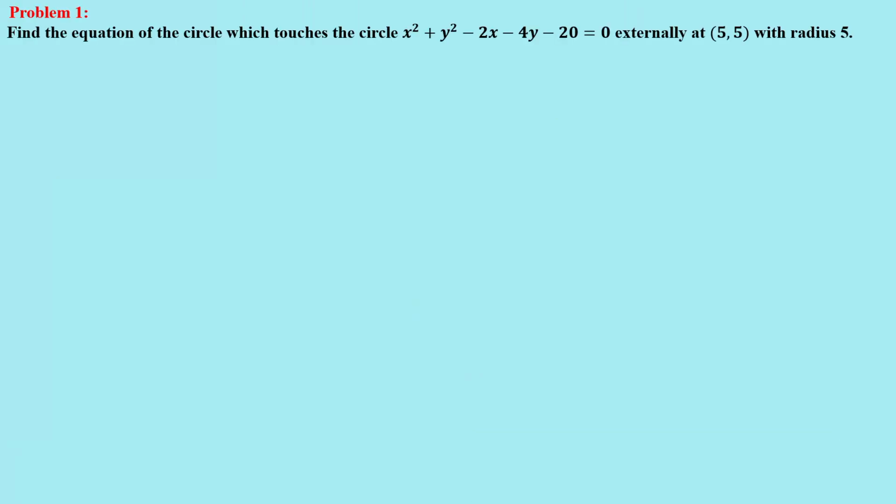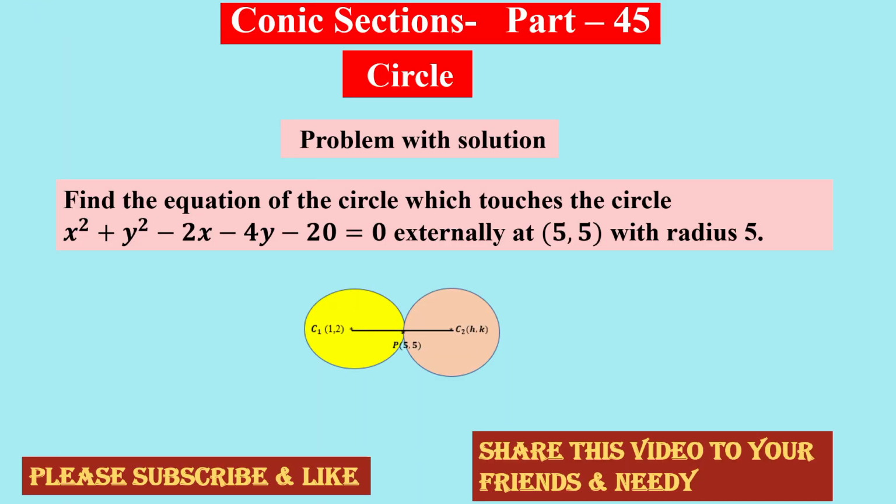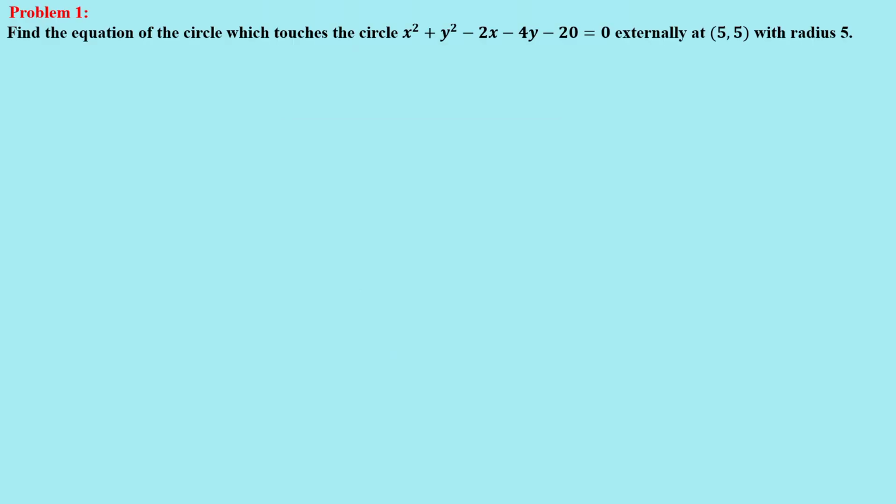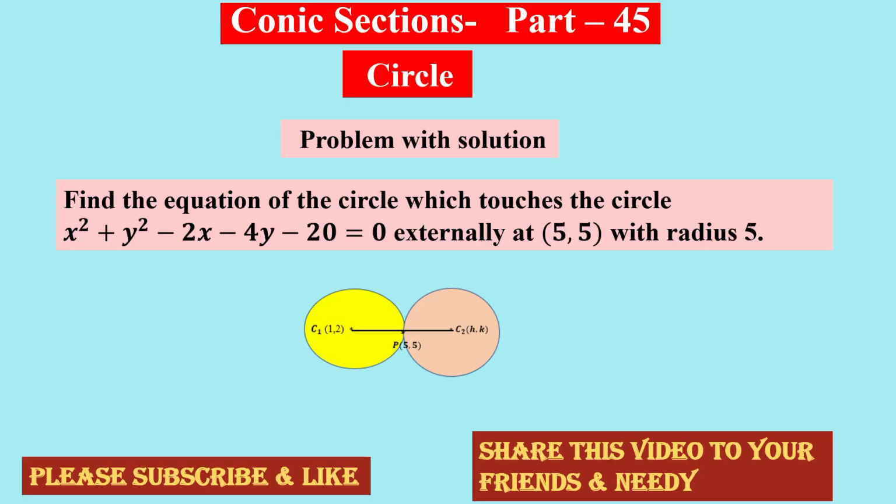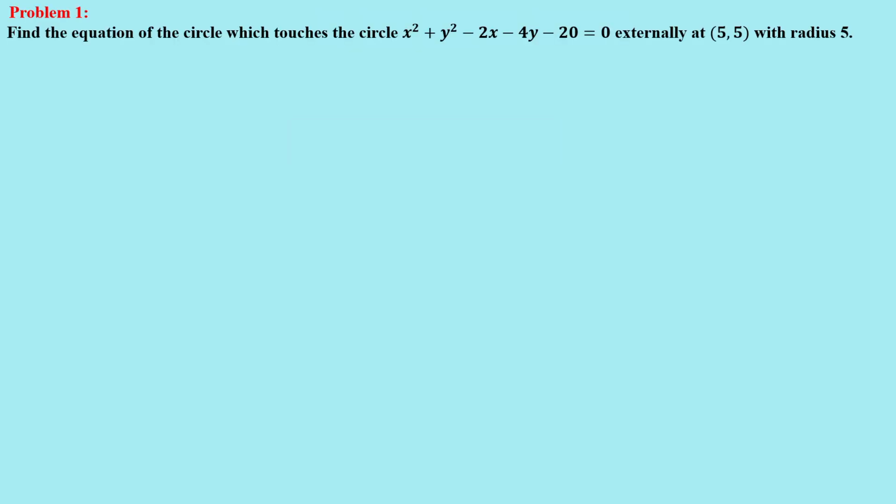Next problem. Find the equation of the circle which touches the circle x square plus y square minus 2x minus 4y minus 20 equal to 0 externally at the point 5 comma 5 with radius 5.